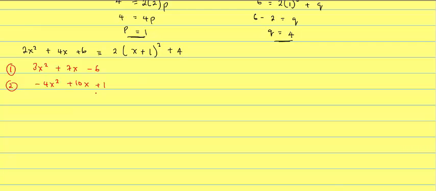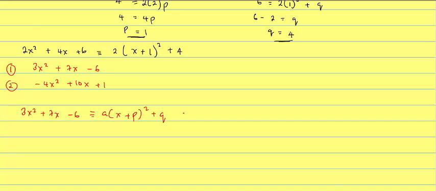Welcome back. I hope you had some success. Now let's have a look at the first question. We said that we are going to put it into the expanded form, so plus 7x minus 6, and we want it to be equal to a(x + p)² + q.